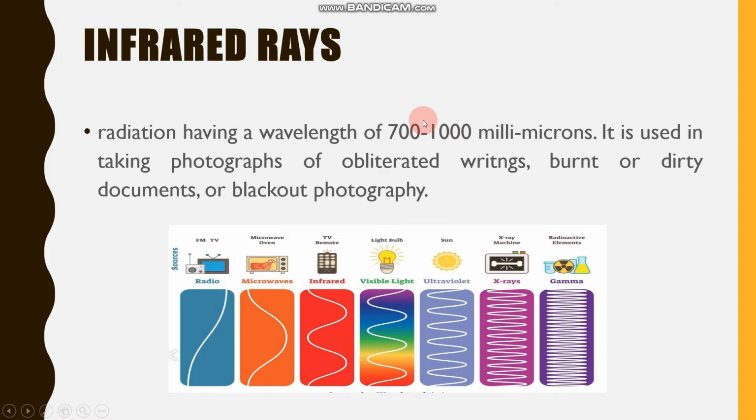The infrared rays, wherein it is a radiation having a wavelength of 700 to 1000 millicrons. It is used in taking photographs of obliterated writings, burnt documents or dirty documents, or what we call blackout photography. So, na-discuss ko na rin yun sa inyo. Yung mga writings na hindi na natin masyadong mabasa, madumi, or kaya nasunog, using the infrared rays, kaya niyang ma-penetrate yan, kaya niyang mas mapalinaw, kaya niyang maging readable again, diba? To make this document readable, sa kabila ng pagiging madumi nito or yung pagkasunog nito. Yan yung gamit ni infrared.